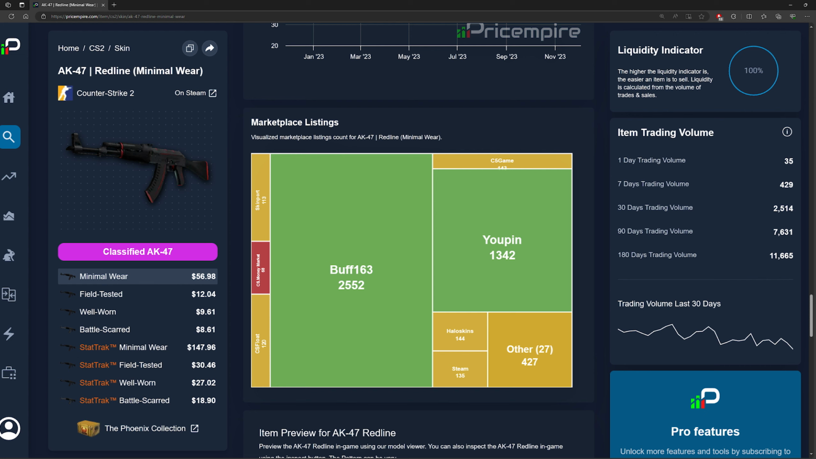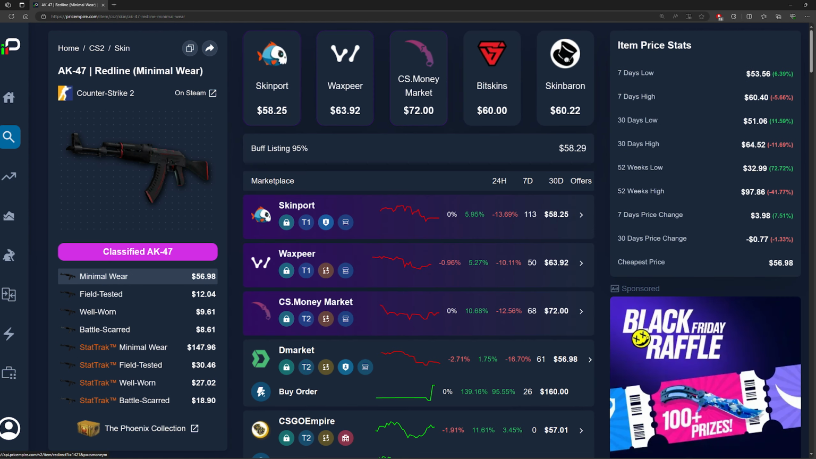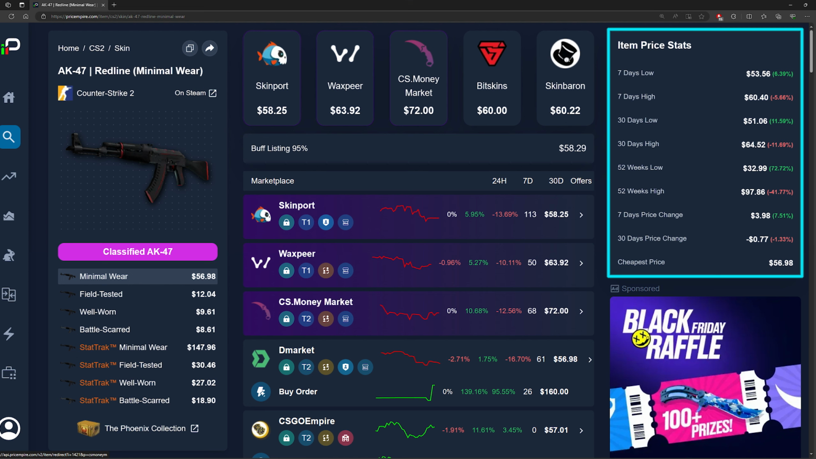Scrolling further down the middle, we can see the total number of market listings on every website for that exact same skin, and it's pretty clear to see that Buff163 has the most listings out of any other website by a massive margin. Moving back up to the top, on the right side under the price item stats section, we can see the highest and lowest prices for a skin in a 52-week period.